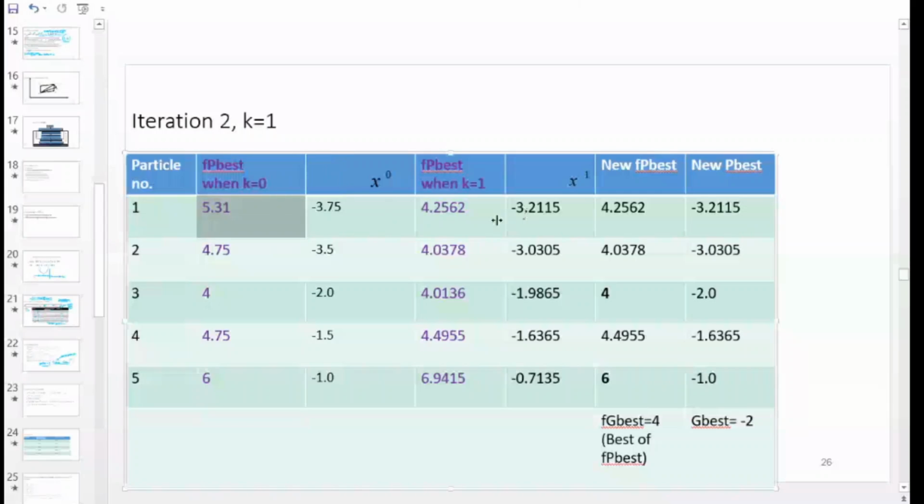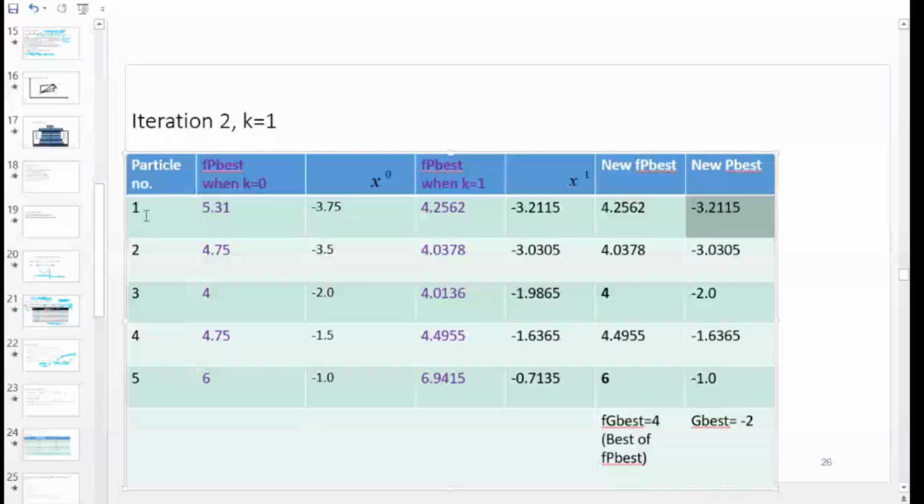So 5.31 and 4.25, which one is better, which one is minimum? This one is minimum. So the new functional personal best is 4.25, and corresponding to it, this is the x value, so minus 3.2115. It is the new personal best, new p-best for the first particle. So we have updated the personal memory, in other words.